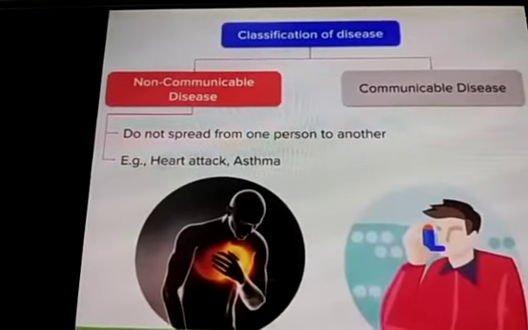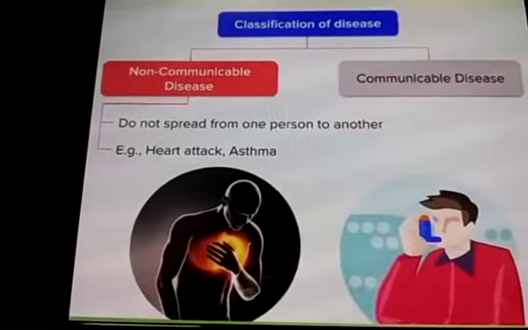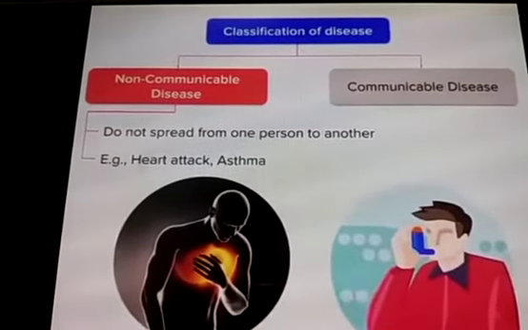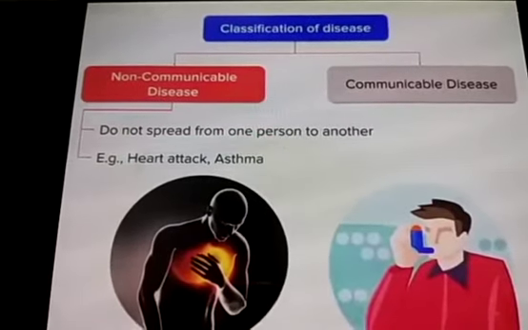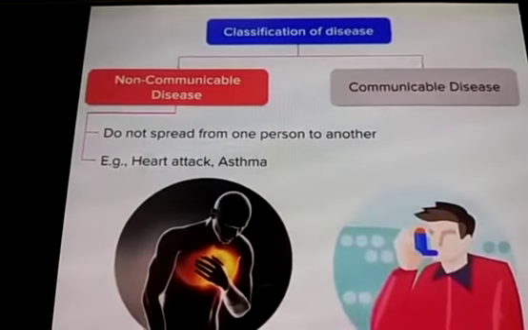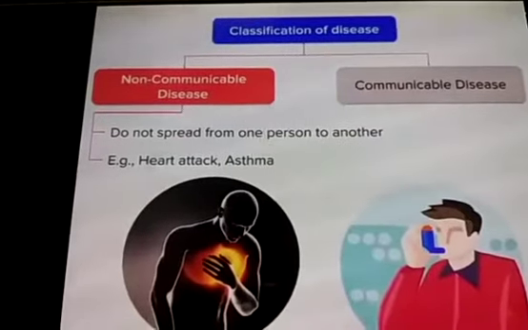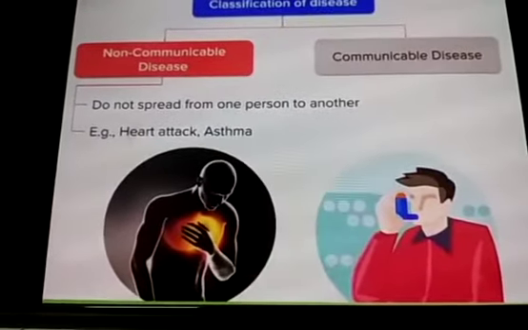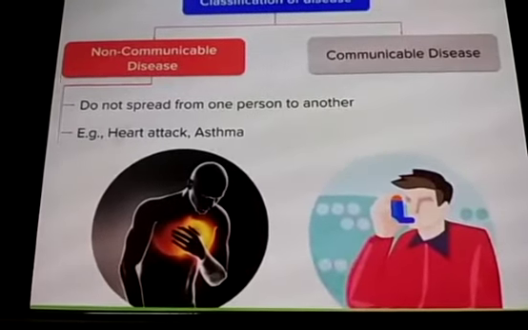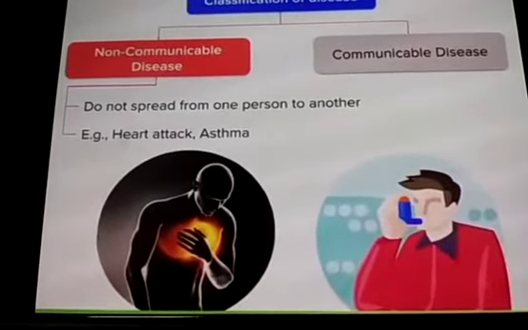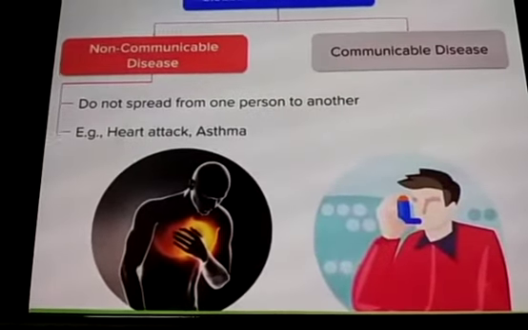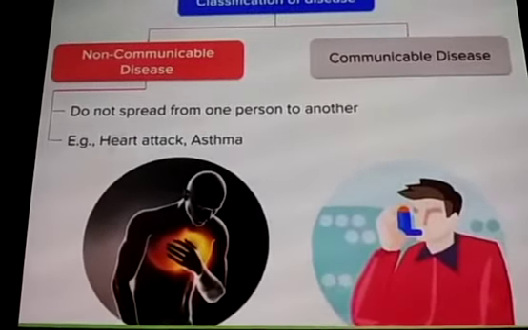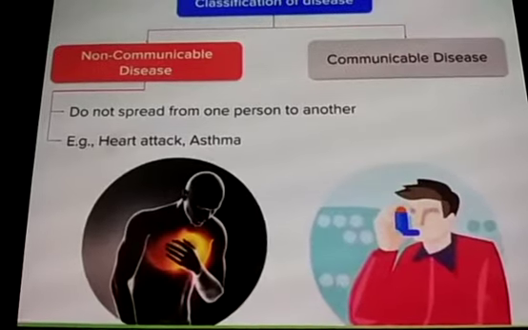So here in the slide you can see the classification of diseases. There are two types of diseases. One is non-communicable diseases, the other is communicable diseases. What do you mean by non-communicable disease? When a person is having a heart attack or asthma, it will not spread to another person even if they are staying together or eating together. This disease will not spread to the other person. That is known as non-communicable disease.